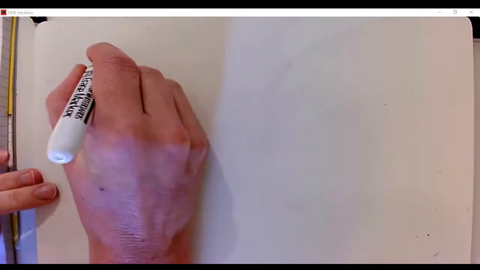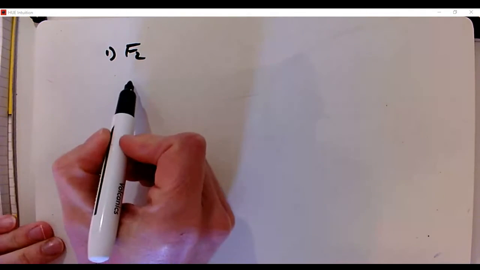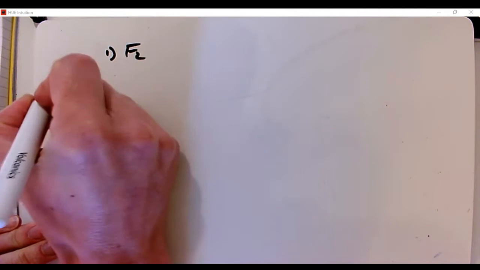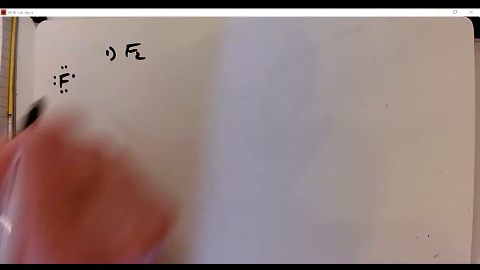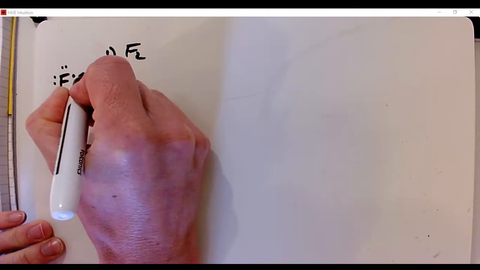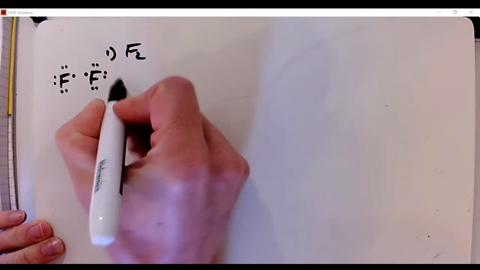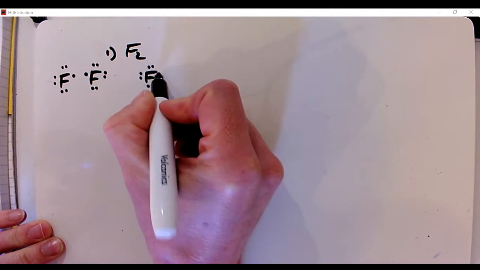Okay, so first one is F2. That should be straightforward enough. Now you've got 7 electrons. If we just do, right, there's each fluorine. And they will come together to form the F2 molecule.